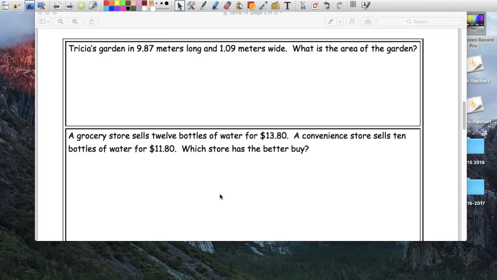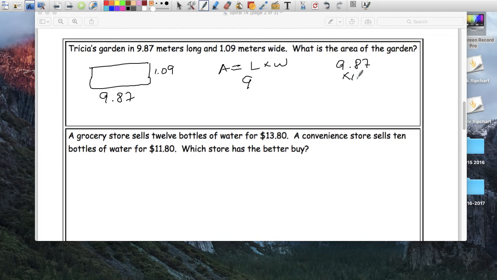Trisha's garden is 9.87 meters long. She has a garden, and it's 1.09 meters wide. So here's her garden, 9.87, and here's 1.09. And we want to find the area. Remember, to find the area of a rectangle, you do area equals length times width, or base times height. We're going to multiply this times that. And you're going to multiply 9.87, I'll do it over here, times 1.09.